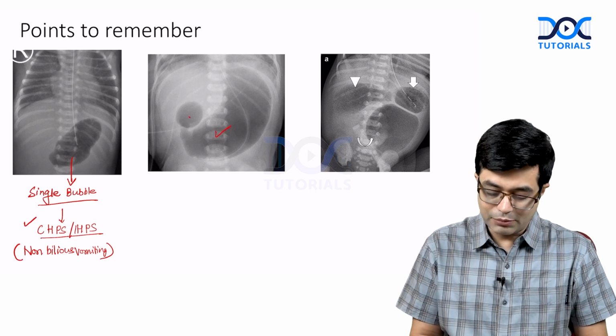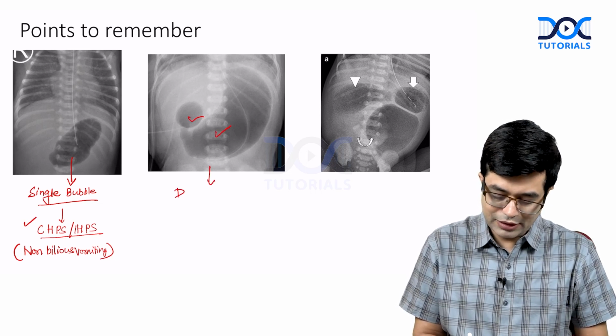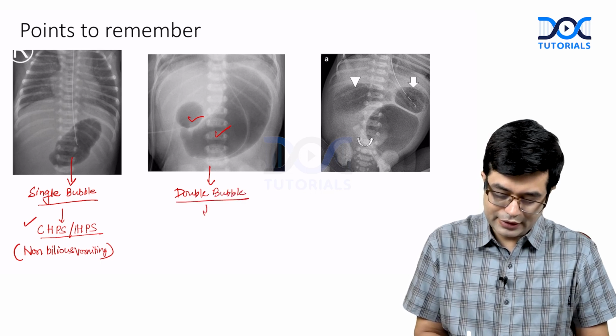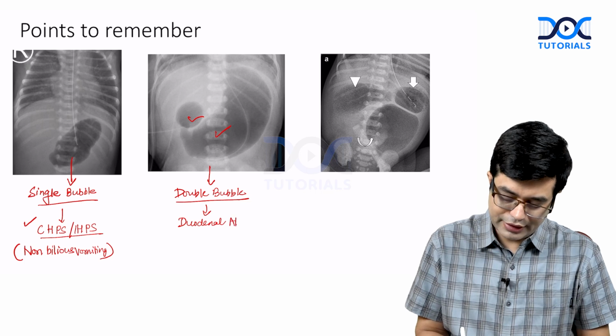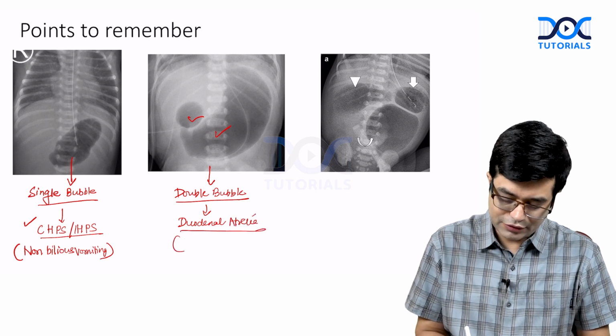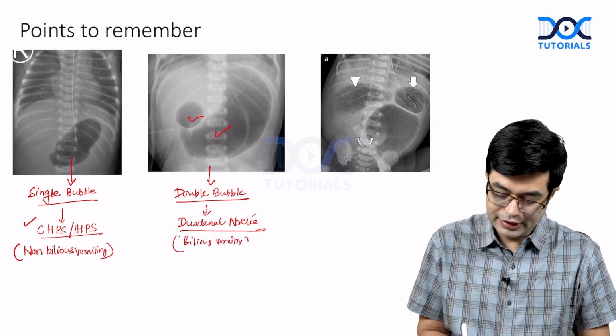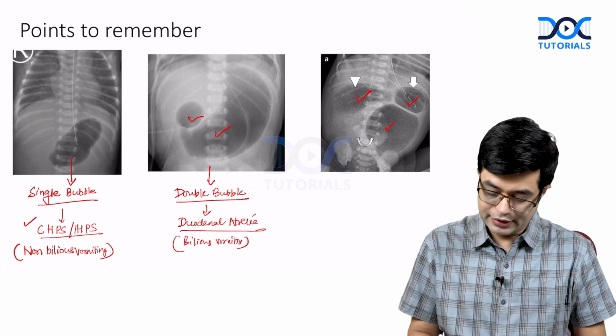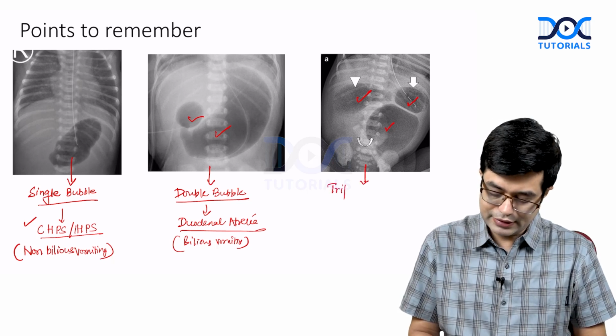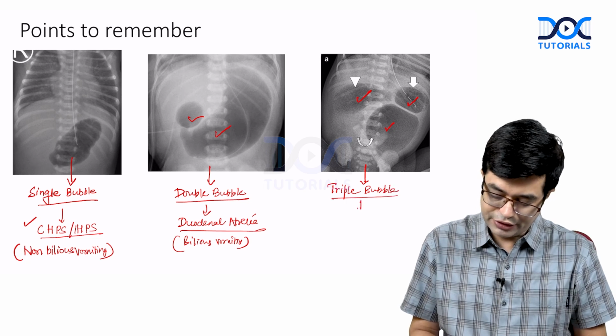This is the so-called double bubble appearance. As I just told you, it is seen in patients with duodenal atresia, and duodenal atresia patients will have bilious vomiting. And the third variety, as you can see, is the so-called triple bubble appearance. So 3 bubbles are seen. Triple bubble appearance is usually seen in patients with jejunal atresia.